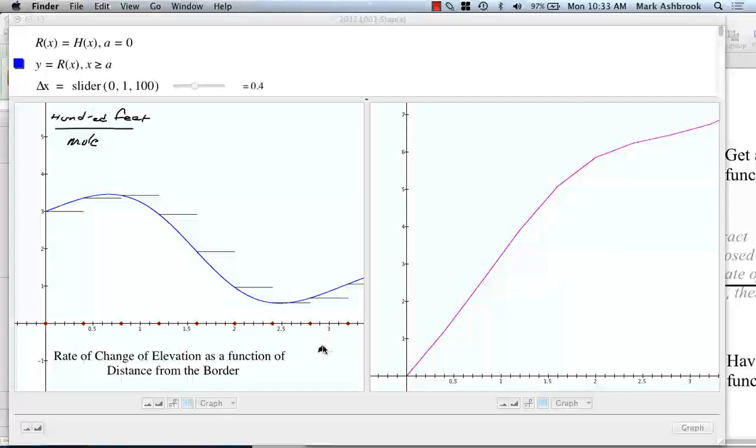And then this is miles. And this is miles. Okay, and then the blue is the actual rate function, the true rate function, and then we have an approximating step function, rate function, with delta x at 0.4. So our delta x is 0.4 miles.